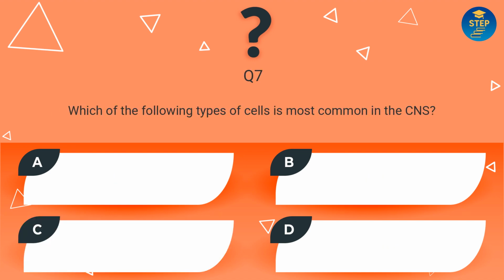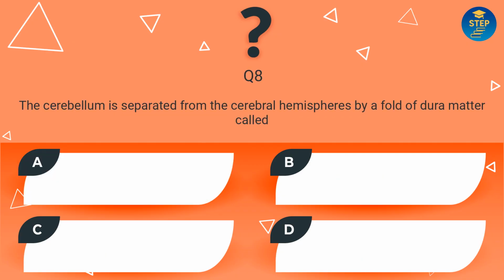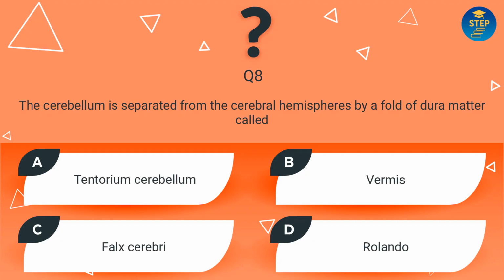Which of the following types of cells is most common in the central nervous system? Astrocytes, oligodendrocytes, ependyma, microglia. Answer is astrocytes. The cerebellum is separated from the cerebral hemispheres by a fold of dura mater called tentorium cerebelli, vermis, falx cerebri, Rolando. Answer is tentorium cerebelli.